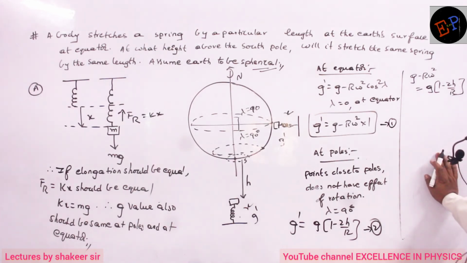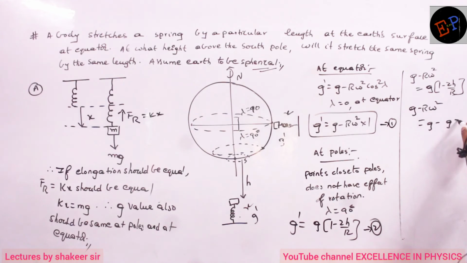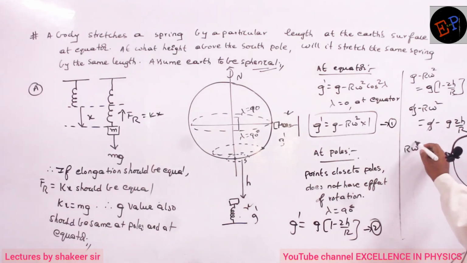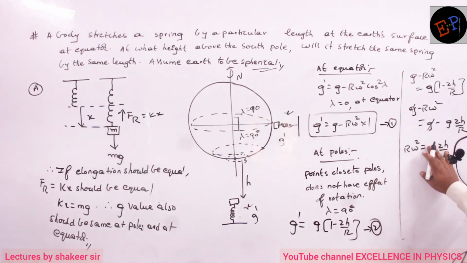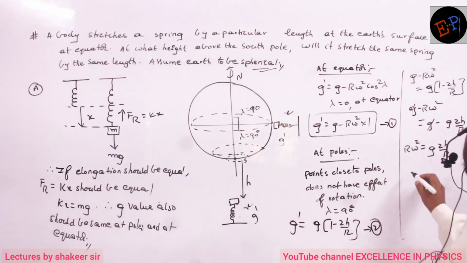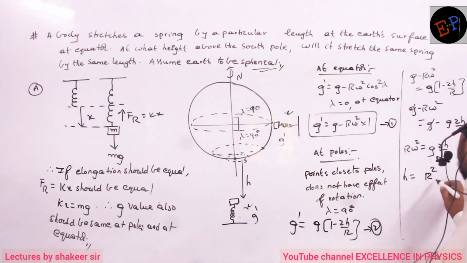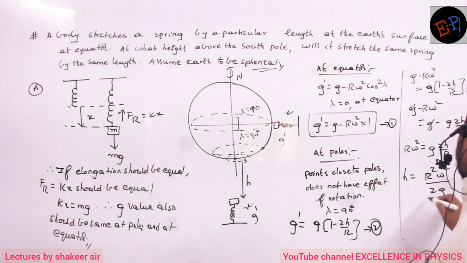It means I have to substitute all the values, no? So g minus r omega square is equal to g minus g into 2h divided by r. The g and g get cancelled. So r omega square is equal to g into 2h divided by r. Therefore, what is the h value? The h value is equal to r square omega square divided by 2 into g.